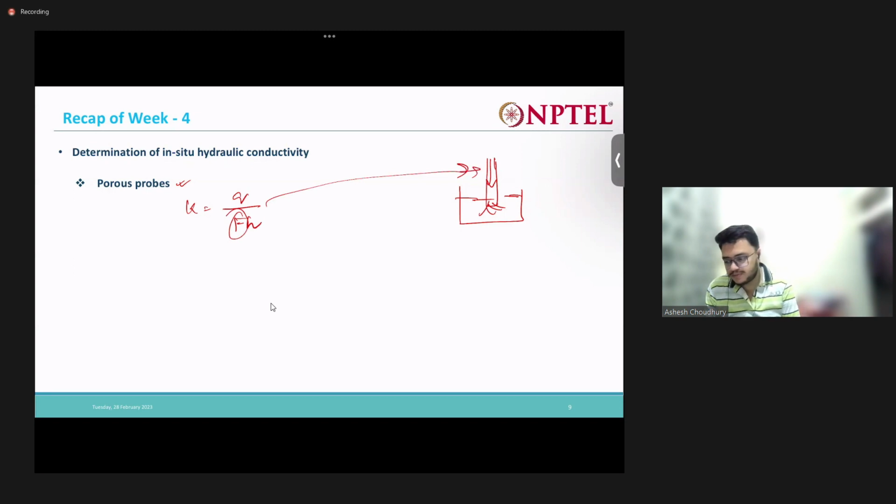It's this porous probe. So what is done is that these porous probes are actually pushed into the soil, and the constant head or falling head test is done. Okay, so for constant head, this is my relation. And the falling head test also can be done. So in the falling head test, just write it down.